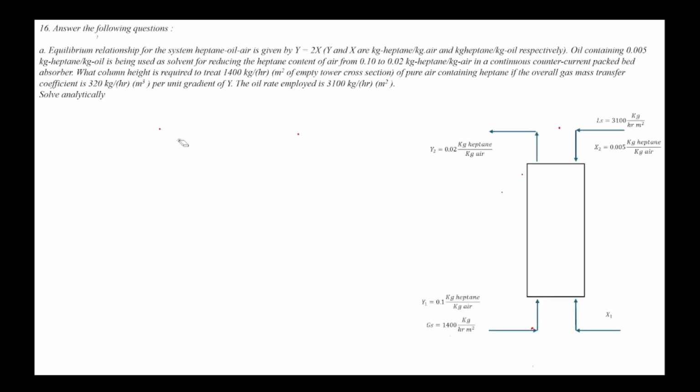What column height is required to treat 1400 kg per hour per square meter of empty tower cross section of pure air containing heptane, if the overall mass transfer coefficient is 320 kg per hour per cubic meter per unit gradient of Y? It is written unit gradient of Y, so delta Y is equal to 1. The oil rate employed is 3100 kg per hour per square meter. Solve analytically.